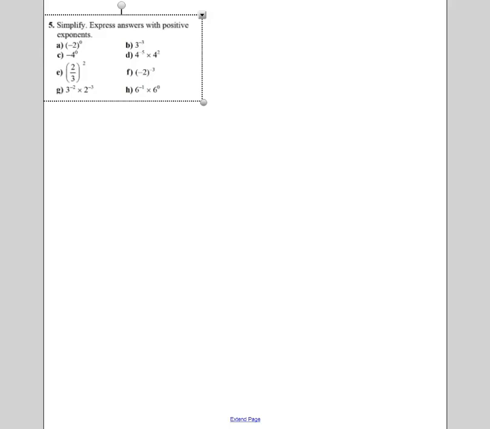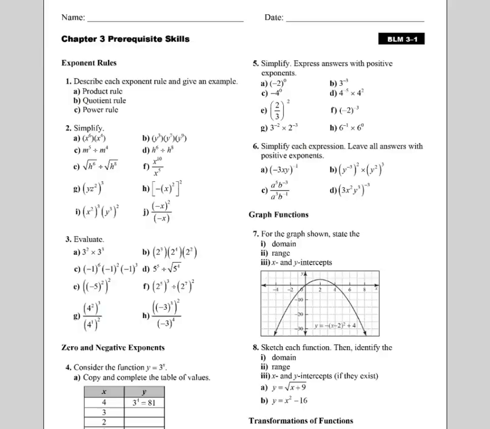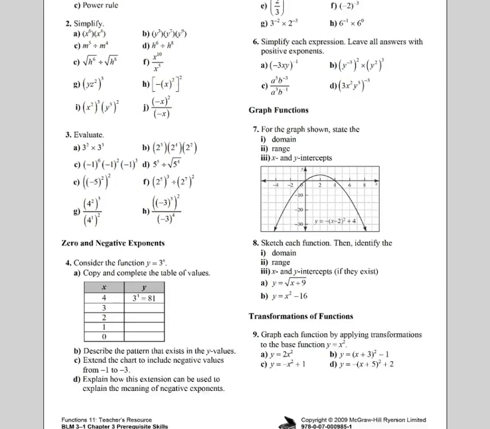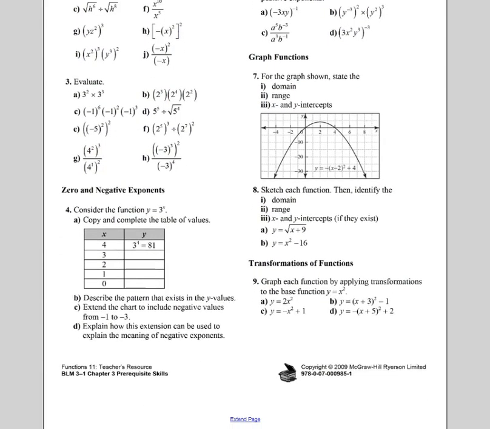So this is going to be one that actually comes out of this Blackline Master, which you've received. So the prerequisite skills. One of the questions looks at the powers of 3. So this would be 27. 3 squared is 9. 3 to the 1 is 3.